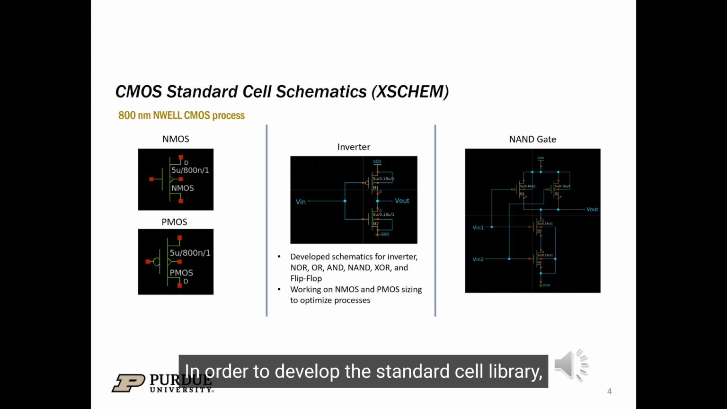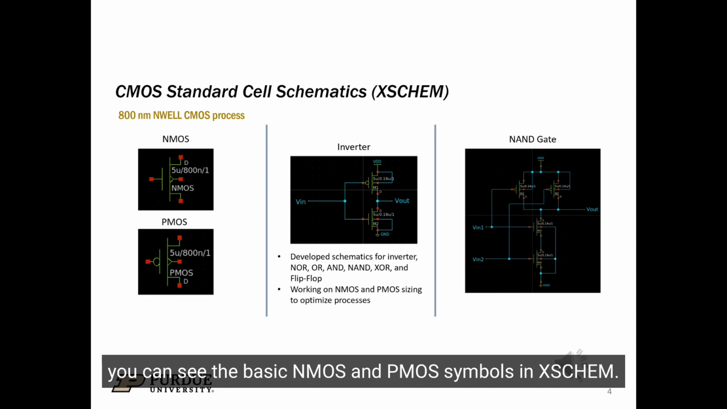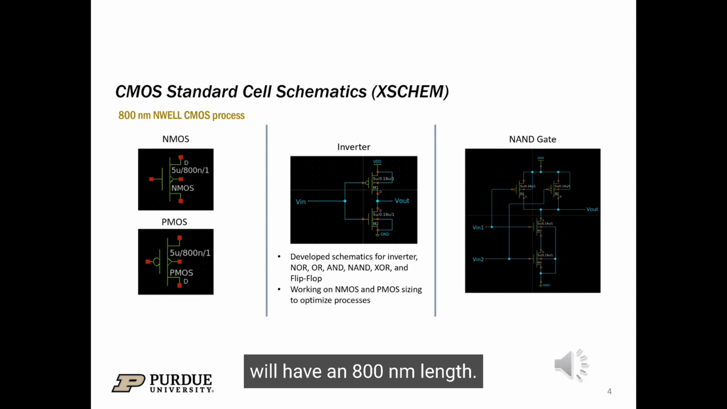In order to develop the standard cell library, we first need schematics for all basic logic gates we plan to include in the library. For our project, we are using the open source schematic circuit editor XSchem. On the left-hand side, you can see the basic NMOS and PMOS symbols in XSchem.